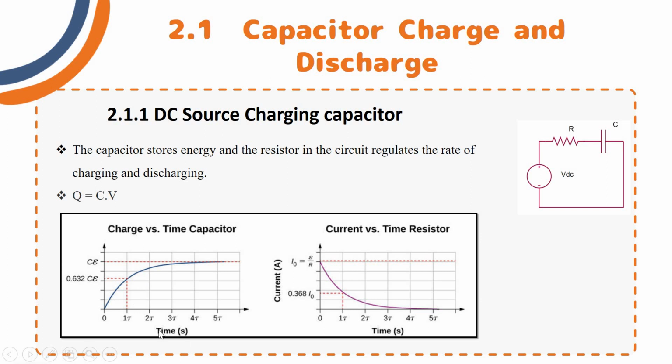Here tau represents the time constant, and tau is the time required to charge the capacitor through the resistor from zero up to this value, which represents the DC voltage of the source. And when the capacitor is charging and you draw the time against the DC source, you can find the behavior like this. Okay?